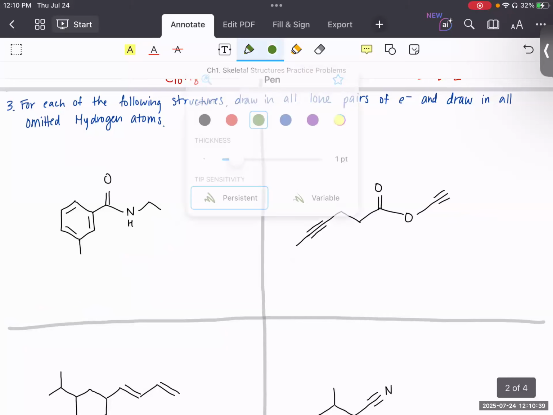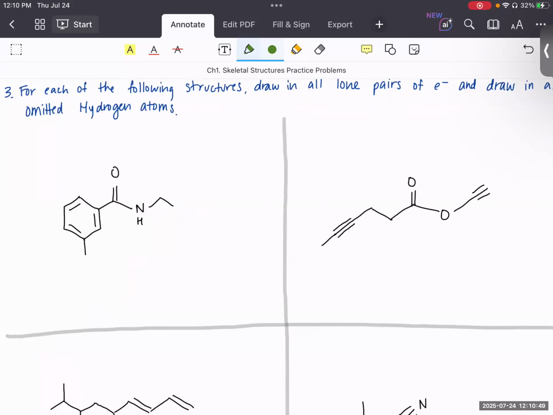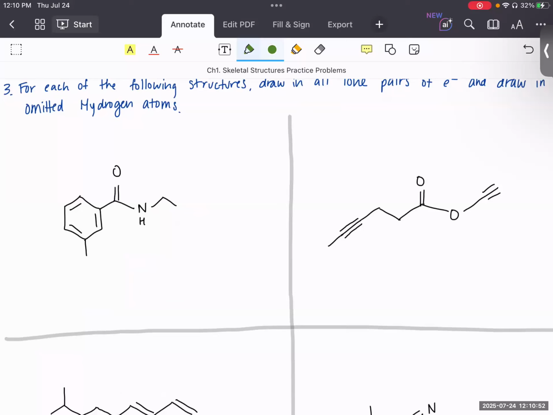All right, in this next section, what we want to do is for each of the following structures, draw in all the lone pairs of electrons and then draw in all the omitted hydrogens. So for this, let's start off with the oxygens and nitrogens. So here we know that oxygen wants 2 lone pairs and it already has 2 bonds. Nitrogen wants 3 bonds, so it already has 3, and I can highlight those here. So it has those 2 to the carbons and 1 to hydrogen. And so we want to add in 1 lone pair for this nitrogen here.